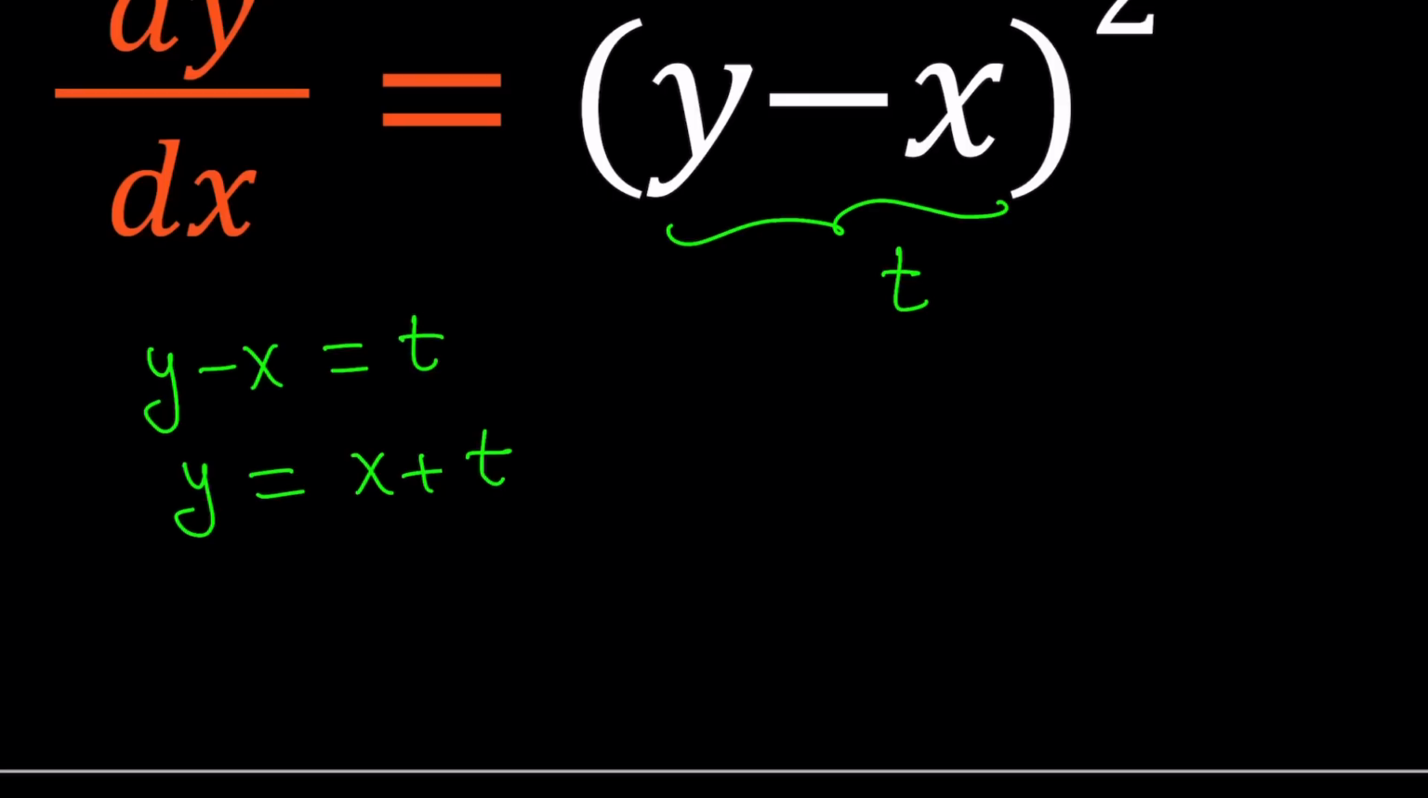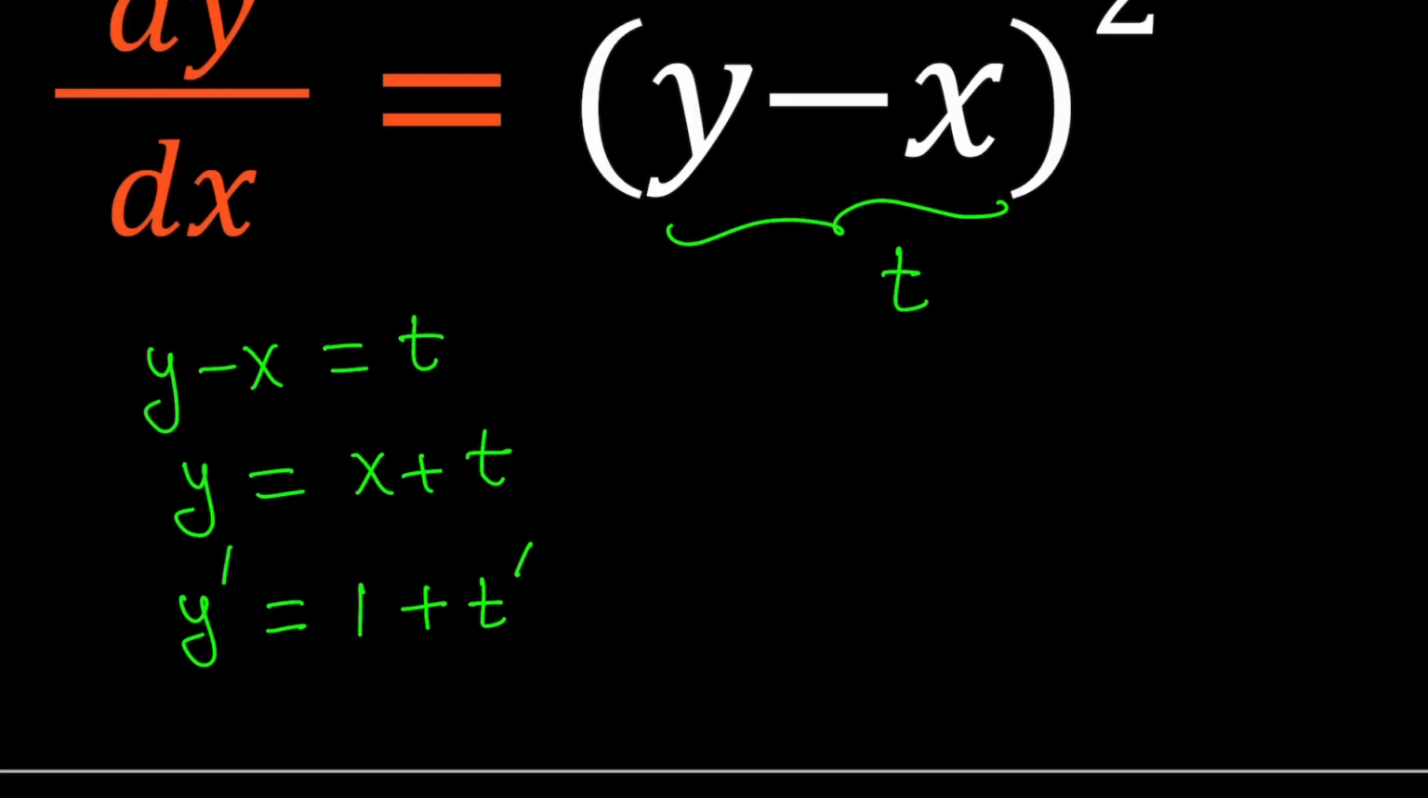Okay, so let's go ahead and plug this in on the right hand side, but what about the left hand side? We do need y prime, so let's go ahead and differentiate both sides, considering the fact that t is a function of x. The derivative of x with respect to x is 1, and the derivative of t, we're just going to call that t prime. Okay, great.